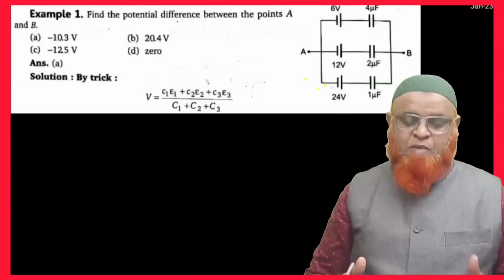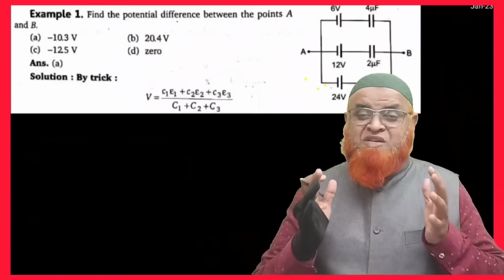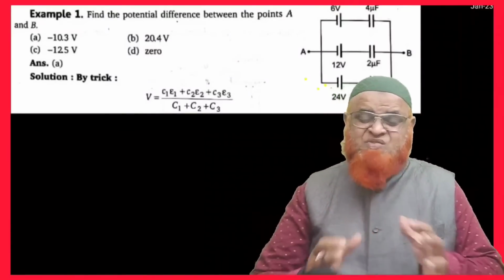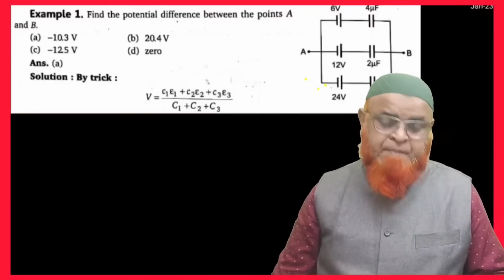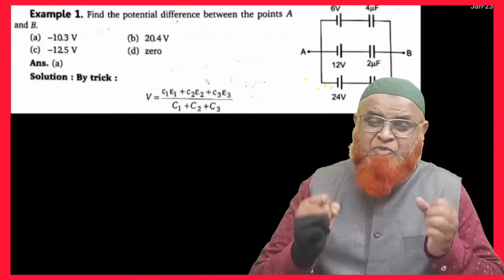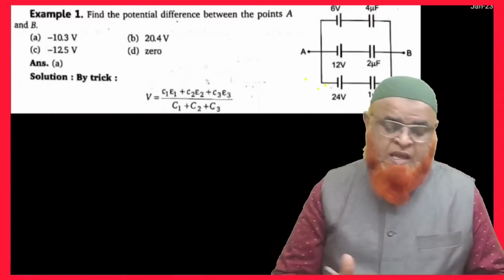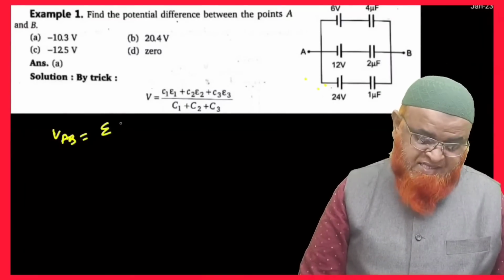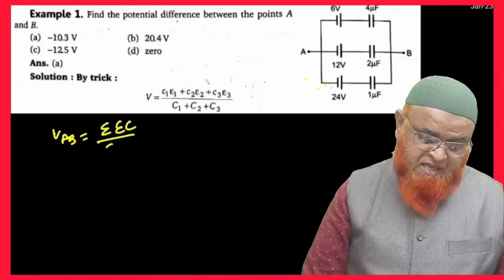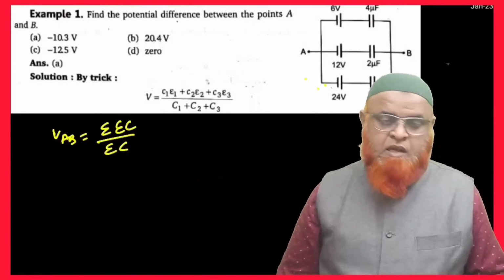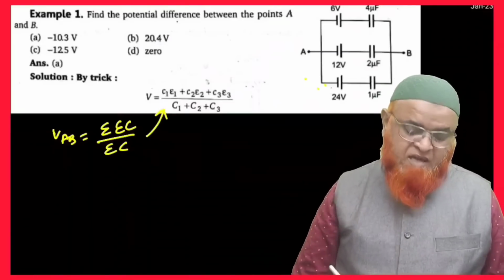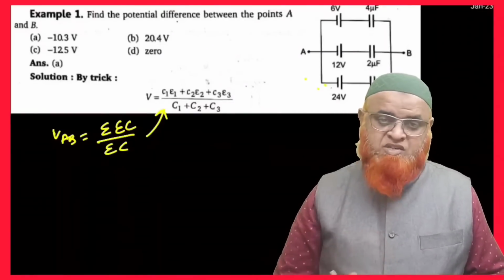My dear students, this is a complex circuit. You can just see here, it's a combination of EMFs as well as capacitors connected in series here. If you can just see the figure here, it's asking us to find out what is the potential across A and B. So for that, you can just take potential across AB as sigma EC by sigma C. E is nothing but EMF, C is nothing but capacitance. So if you expand, you will get this formula which is given in the question itself.